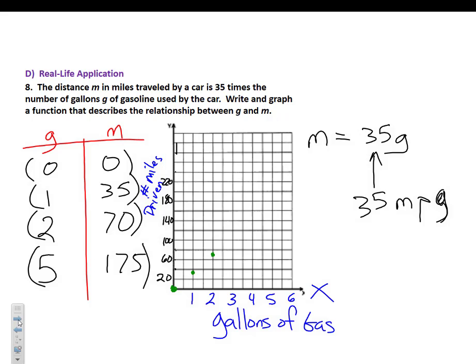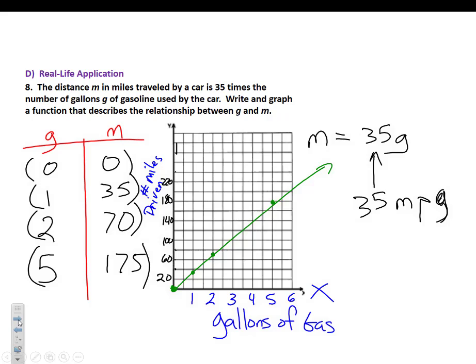And then we said 5, 175. So we're going to go all the way up here. There's 180, so 175 is going to be roughly right there. And of course, if I draw my line, it would go through them all. And that would represent the number of miles I traveled. Of course, your scale could be different. You could be using different numbers. You could have made a scale by 5s, a scale by 10 gallons. Who knows, it would just look a little different, but it would still represent the same data.